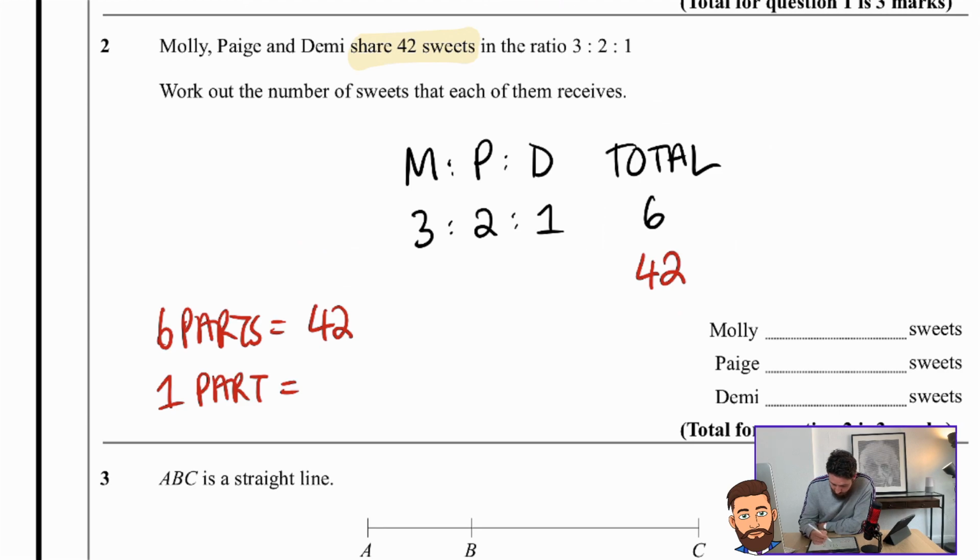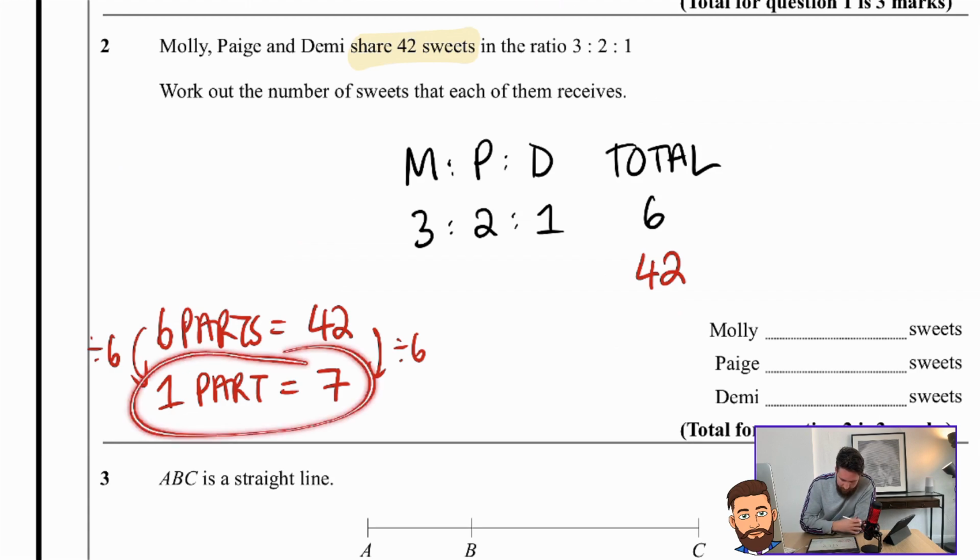One part is very, very useful. So Ethan, if I want one part, I need to divide 6 by 6 to get 1, because 6 goes into 6 one time. I have to do exactly the same on the other side to keep it equal, because it's an equation. How many 6s go into 42? 7. So that means that one part is worth 7 sweets.